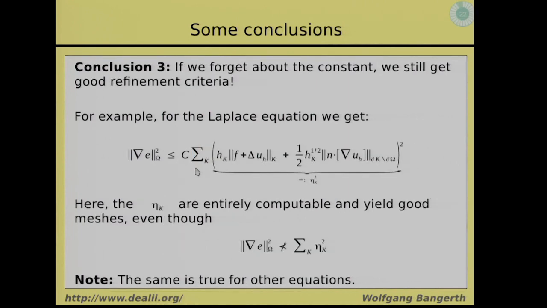Like I said, if you just forget about the constant, you can still, of course, take everything that's in parentheses here, and you can call this eta k. You will not have that the error is bounded by just the sum of these eta k squares, right? There is still this constant C. But from a practical perspective, the eta k's at least are computable, and they yield good meshes. So if you want to use these error estimates for mesh refinement, it's a very useful strategy.